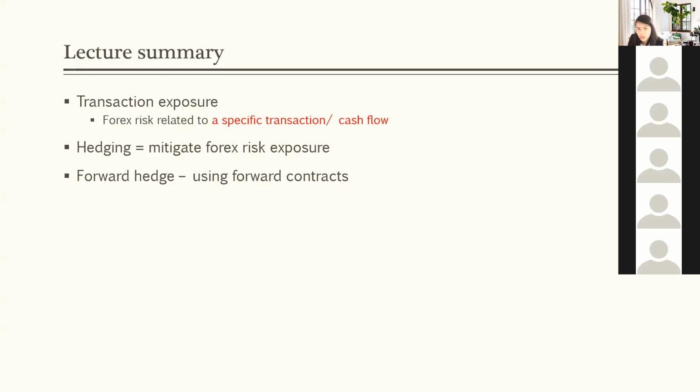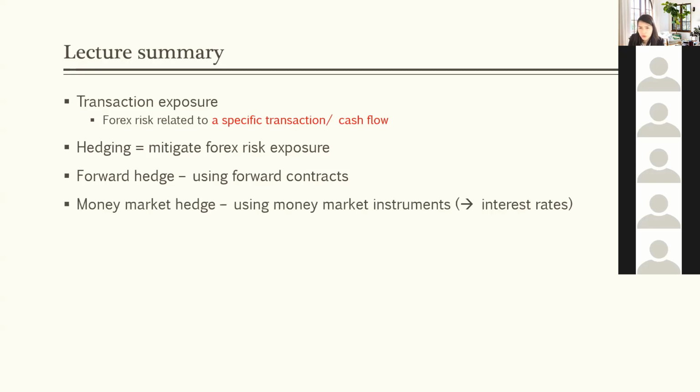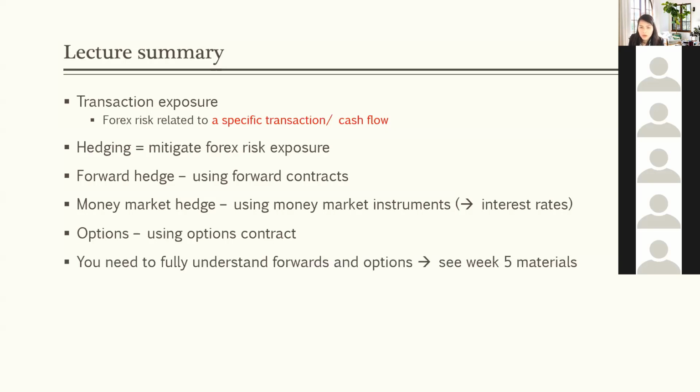So with forward hedge, as the name suggests, you would use forward contract. With money market hedge, you would use money market instruments that involves either lending or borrowing. And with options, you use option contract. Okay. So for the purpose of this topic, as well as for your assignment, it's very important you understand forwards and options. Okay. So if you need to go back and revise these concepts, they are under week 5.